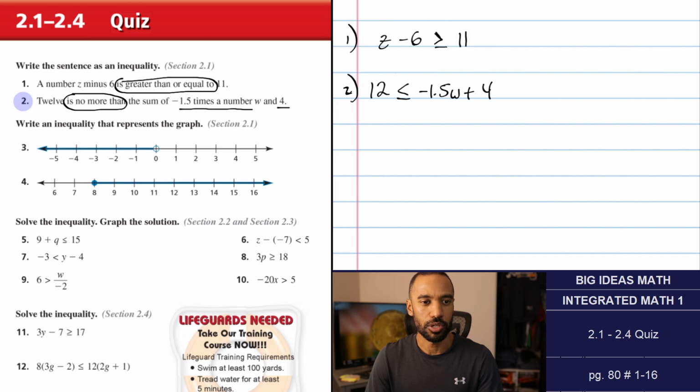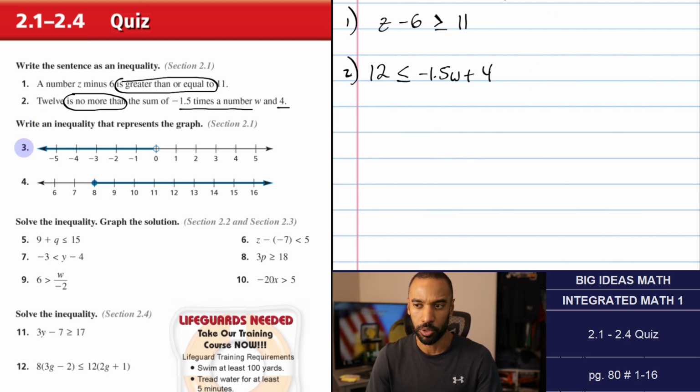Numbers 3 and 4, they're asking you to write an inequality that represents the graph. In these cases, you can choose whatever variable you like. I would default to x personally. I'm going to draw this in a kind of shortish way. This is what I would generally do.